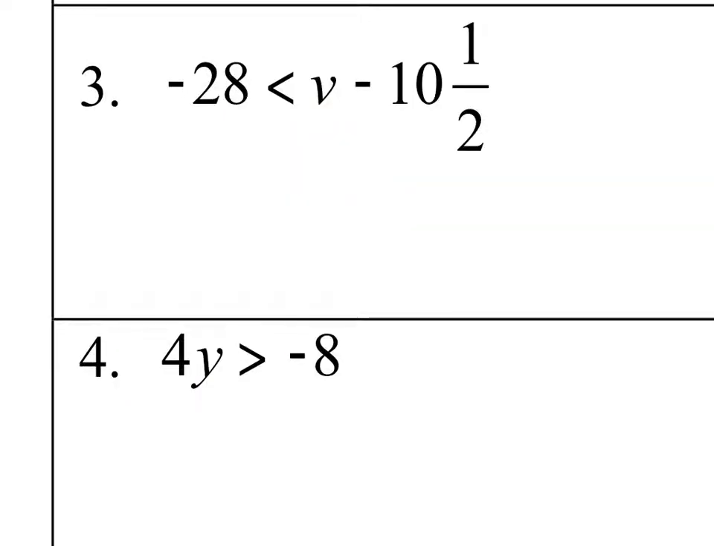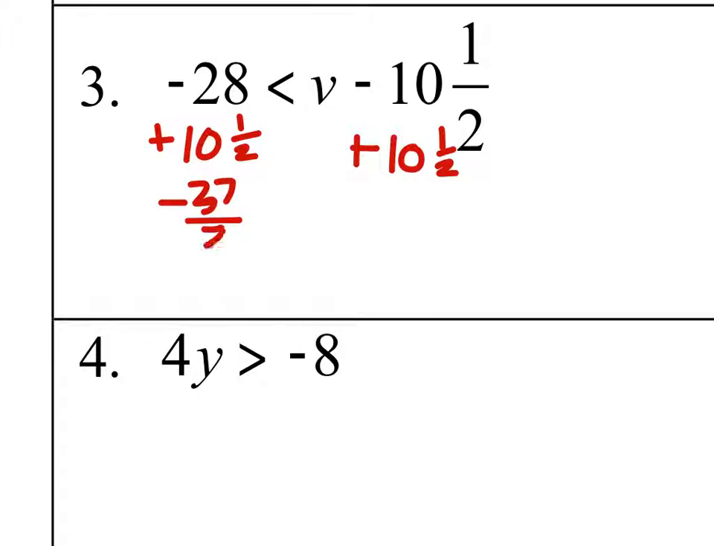Number 3 right here, we'll have to add 10 and 1/2. So adding 10 and 1/2, that'd be 38.5, but no mixed numbers. Oh, that'd be negative 18.5 instead. So it's a negative 37 halves. 37 halves is less than v, that's okay.